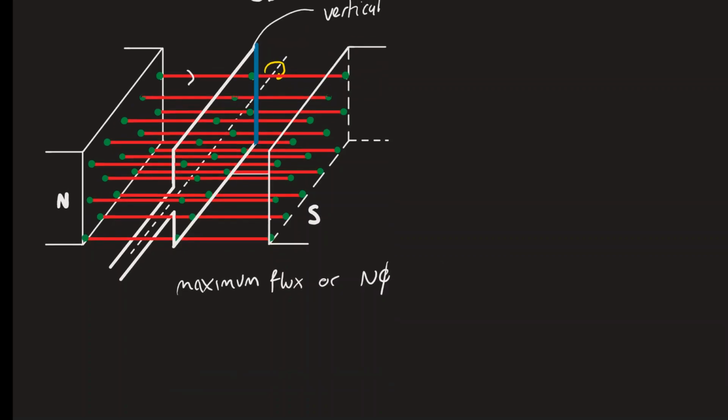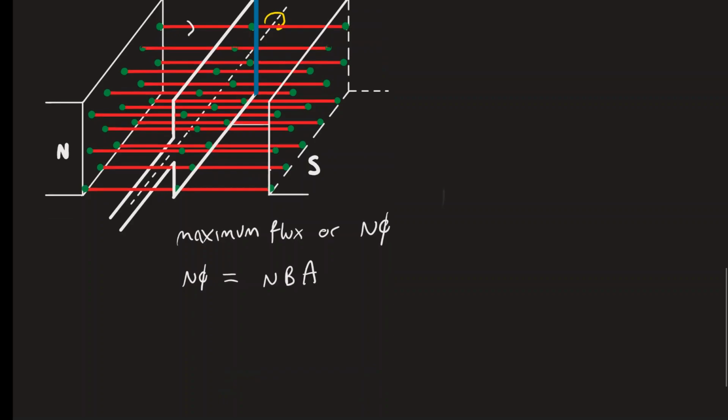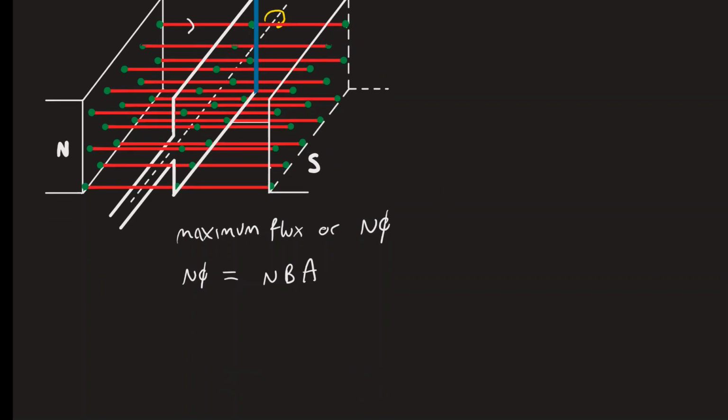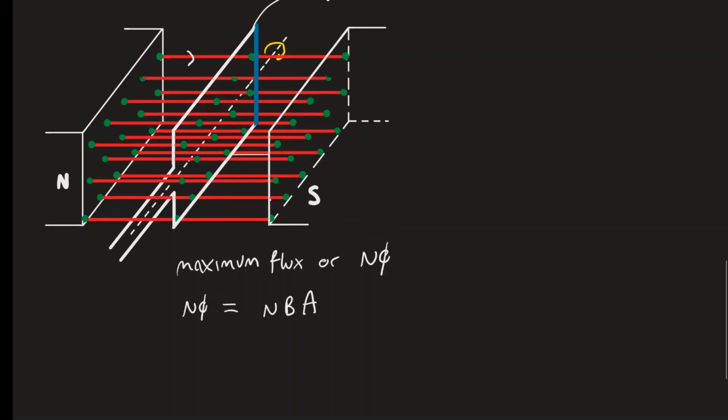And in fact, when the loop is at 90 degrees to the field, so the loop's vertical and the field lines are horizontal, so they are at 90 degrees to each other, we can say that the flux linkage N phi is equal to NBA, where N is the number of turns in the loop, B is the magnetic field strength, and A is the area of the loop. So the area being all of that space there that's just been shaded in.